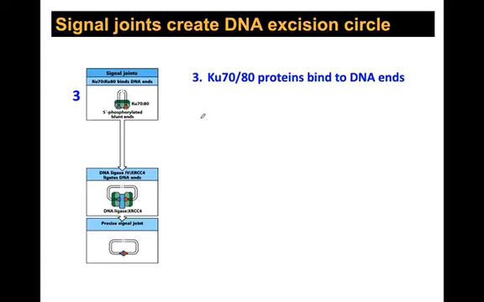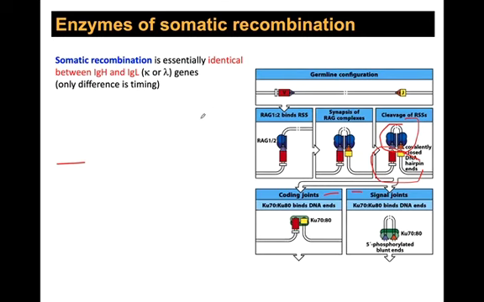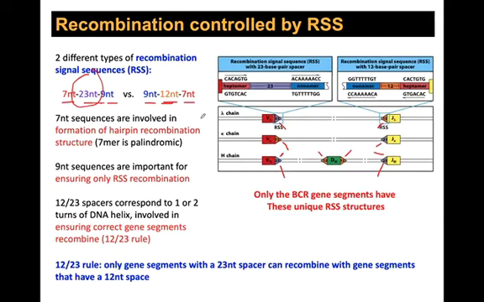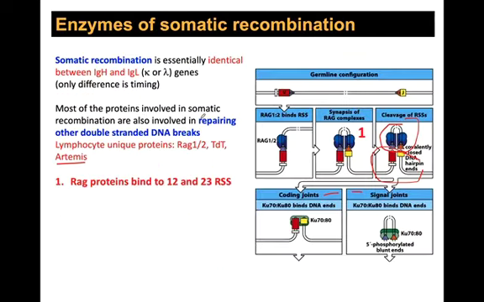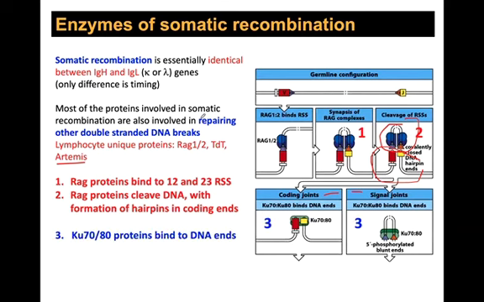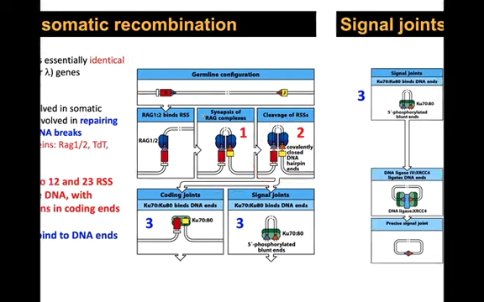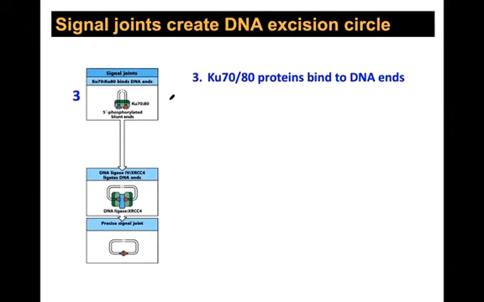Okay, so the first thing is, Dr. Blattman, I have a question about the RSS regions that get cleaved off. What happens to them afterwards? Yeah, that's what we're going to talk about right now. Because that is actually still sort of an unknown in immunology, but this is sort of junk DNA. You don't need it anymore.